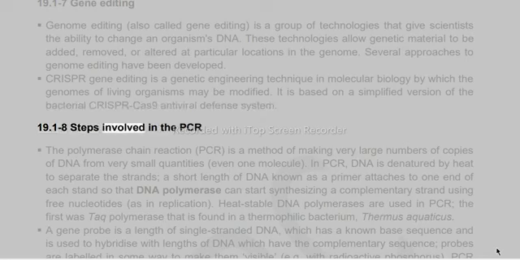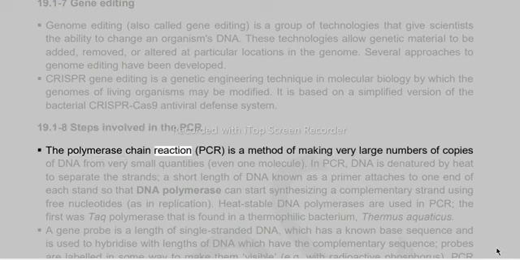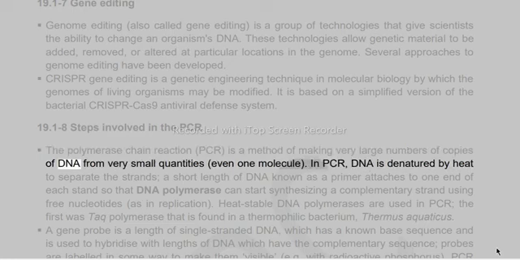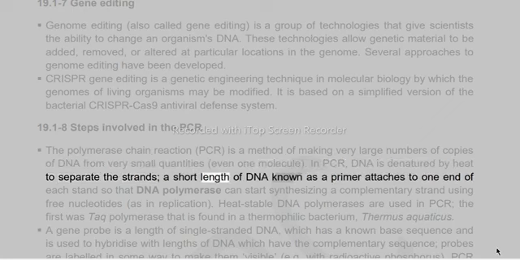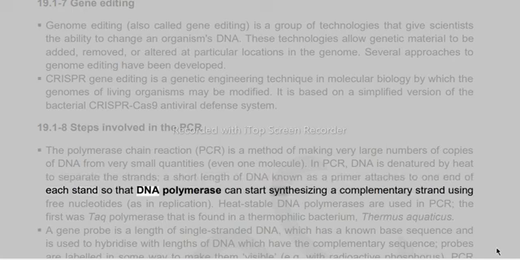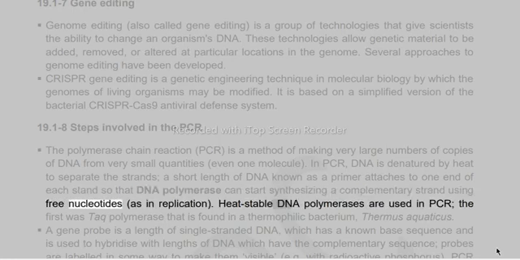19.1-8 Steps involved in the PCR. The polymerase chain reaction, PCR, is a method of making very large numbers of copies of DNA from very small quantities, even one molecule. In PCR, DNA is denatured by heat to separate the strands. A short length of DNA known as a primer attaches to one end of each strand so that DNA polymerase can start synthesizing a complementary strand using free nucleotides, as in replication.